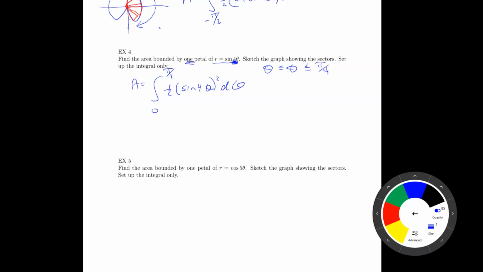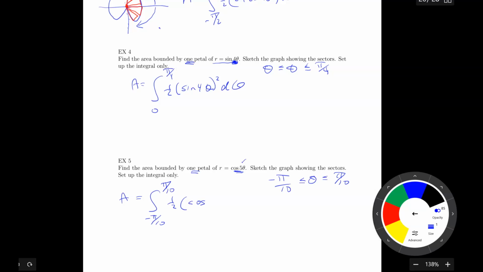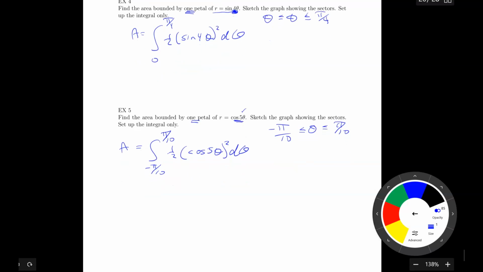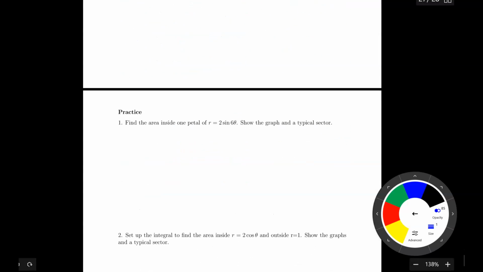All right, so this is the cosine. So the cosine had different boundary limits. So this was going to be negative pi over 10, 2 times this number 5, to pi over 10. So the area of 1 petal would be negative pi over 10 to pi over 10, 1/2 cosine of 5 theta squared d theta. So knowing those boundary limits is going to be really important.